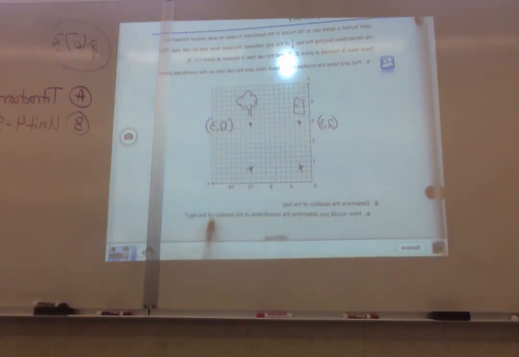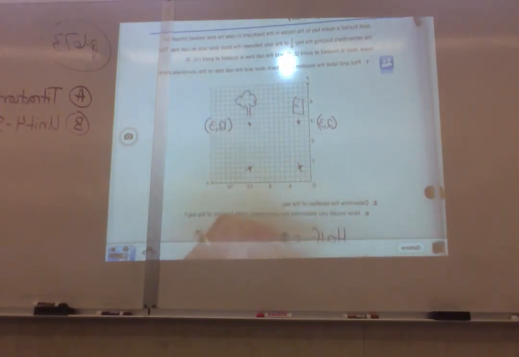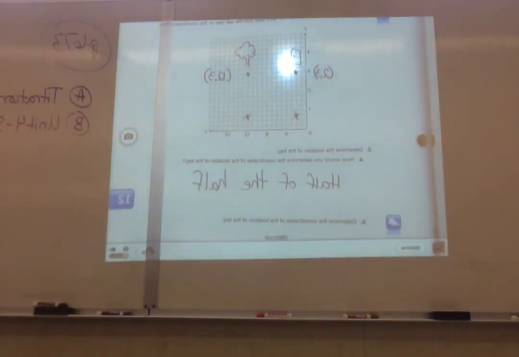How would you determine the coordinates of the location of the key? He says it's a quarter of the way. How can we find where a quarter of the way is? Half of the half. That's what a quarter is. Do you agree with Brody? That makes sense. Determine the coordinates of the location of the key. Okay, it looks like we're supposed to do it mathematically. How do we find the half? Midpoint formula. We could count squares. I think they're trying to teach us, Andy, the midpoint formula.